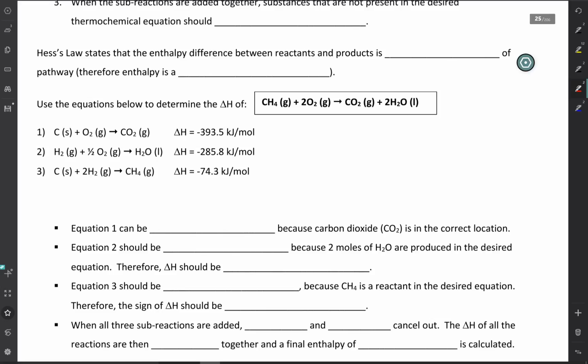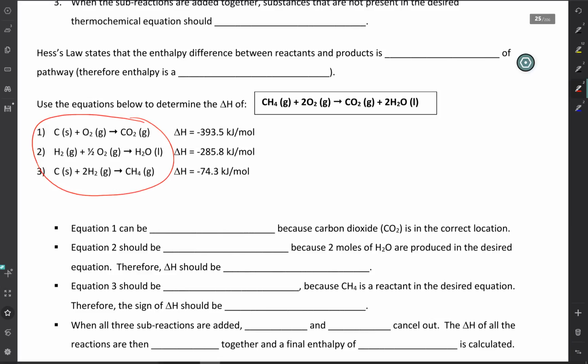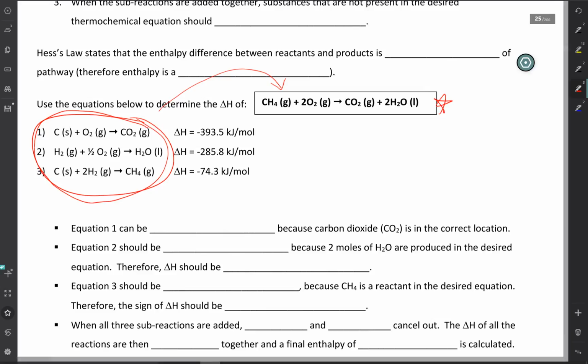Basically, you want to size up these three intermediate reactions and try to get the substances, for example, carbon, oxygen, carbon dioxide, so that they're on the correct side of the goal equation. So a lot of times I'll call these three over here my given equations, and then the equation that I'm trying to make I'll call my goal equation.